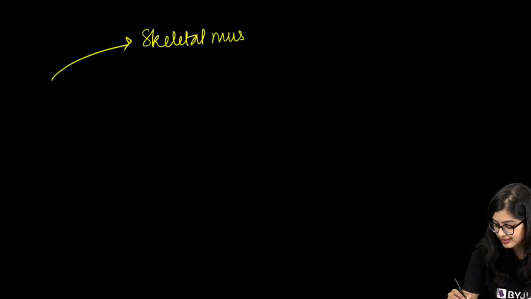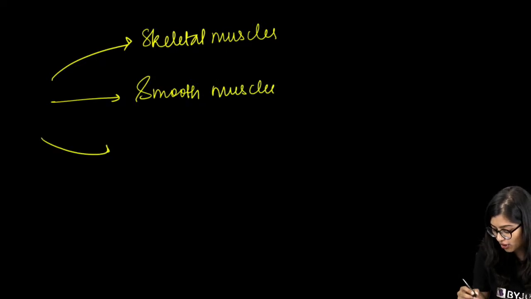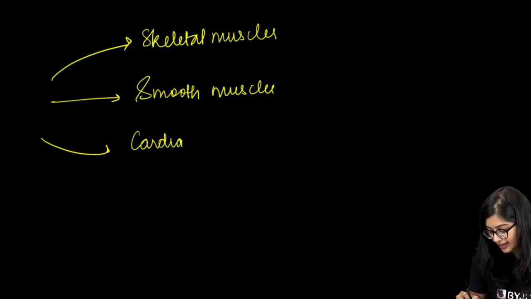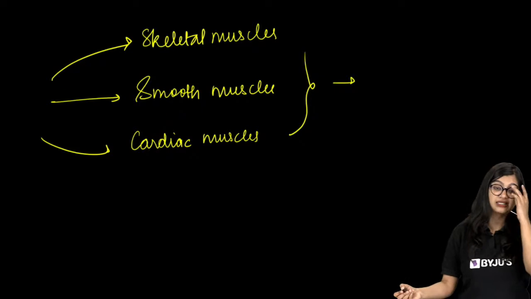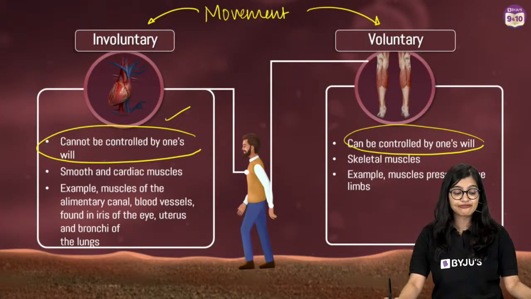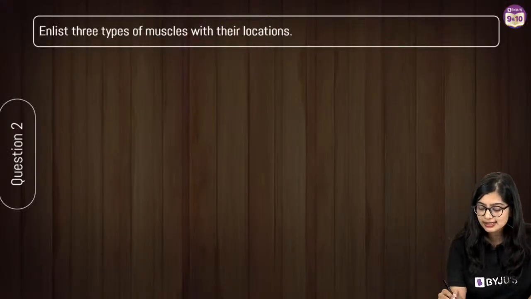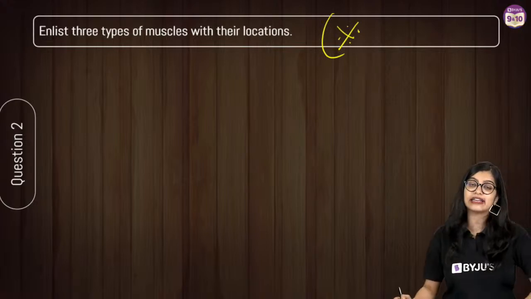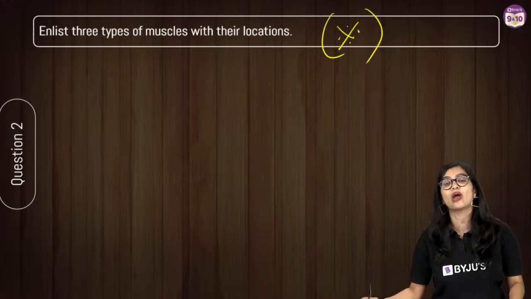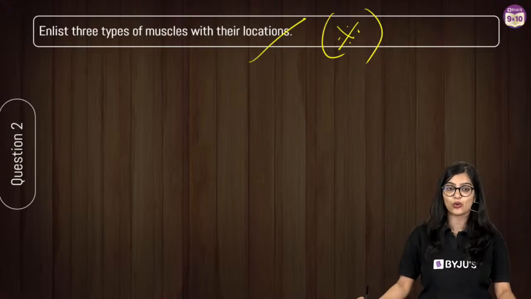Then, let me just write this neatly, you have your smooth muscles. And then, last but not the least, we have our cardiac muscles, right? So we have these three types of muscular tissue. Let's get started with the first one, which is the types of muscles. This is a very important question that they can ask you in the exam, where they will ask you to enlist or describe the three types of muscles along with their location.